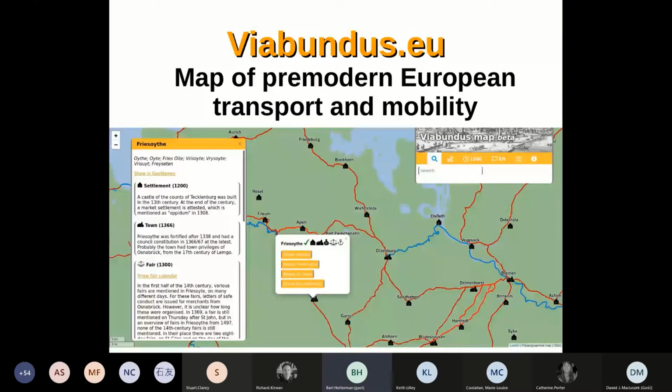Now, for the rest of my presentation, I will talk about the theoretical considerations that went into making this map, and also some of the difficulties we had with converting historical reality into a digital model.